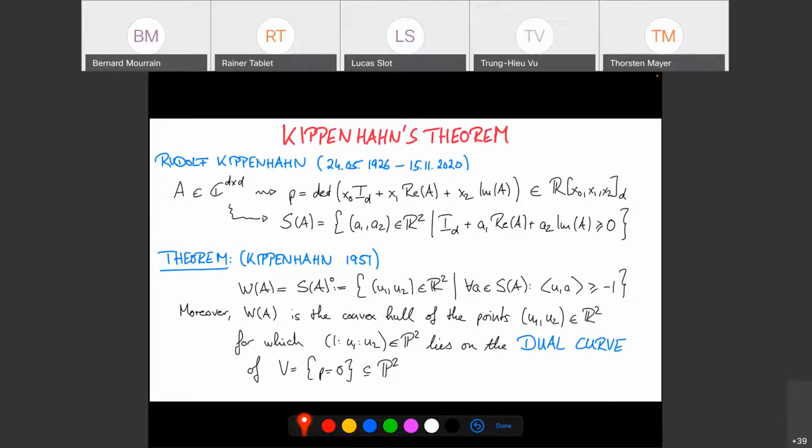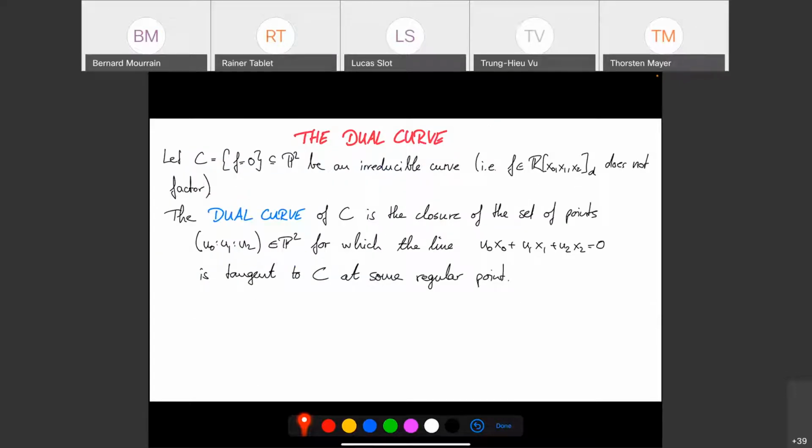So let me tell you about a dual curve. That's a construction in projective algebraic geometry. So here I renamed the polynomial f. So let C be a curve defined, so that's the zero set of a homogeneous polynomial in the projective plane. Suppose this is irreducible. If you don't know what it means, it's a technical condition to make what I'm about to say true, but it's not the most important condition in the setup. So it means that the polynomial f does not factor.